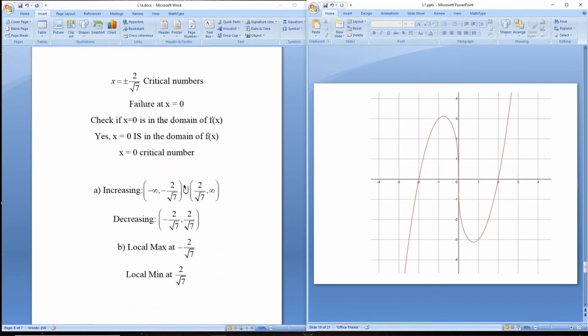How about increasing? Here we are. We're increasing from minus infinity all the way to our minus 2 over square root of 7. So we figured out where this turning point is. It's at minus 2 over square root of 7. And then it increases again from right here, which is at positive 2 over square root of 7, to positive infinity. And here's our decreasing interval right here in the middle.